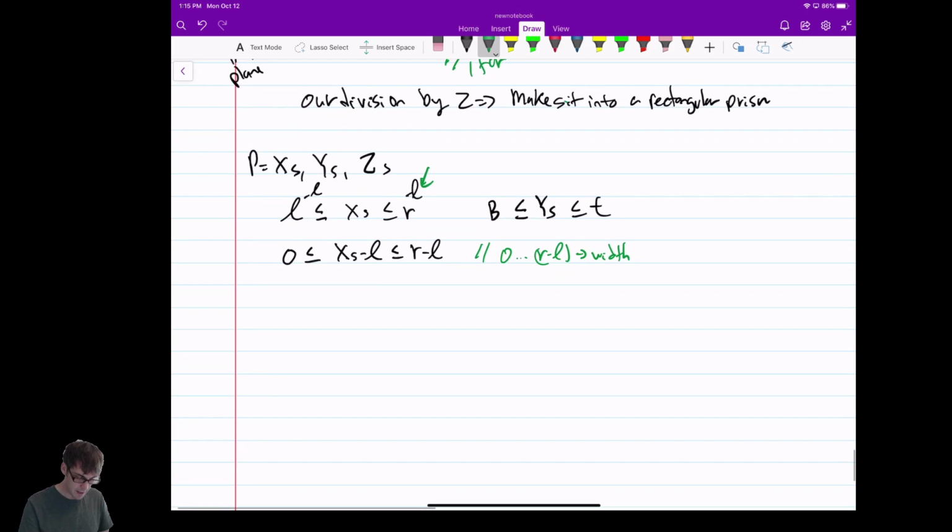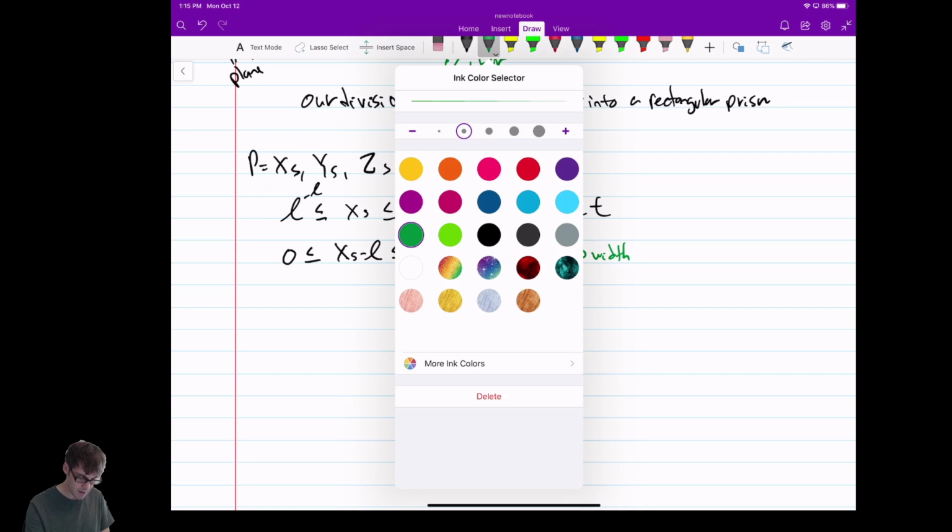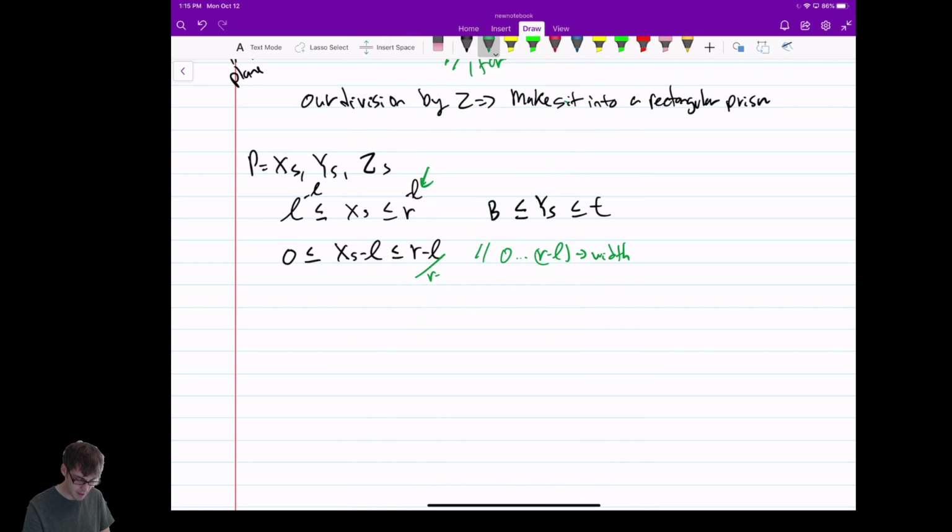Now I want to start normalizing this to length 1. I'm going to now divide everything by R minus L. So 0 stays 0, which is nice. Then I have X of S minus L over R minus L, which is less than or equal to 1. Awesome. So now if I want to scale my whole equation from 0 to 1, I just plug in X of screen minus left over right minus left, and now I have 0 to 1.